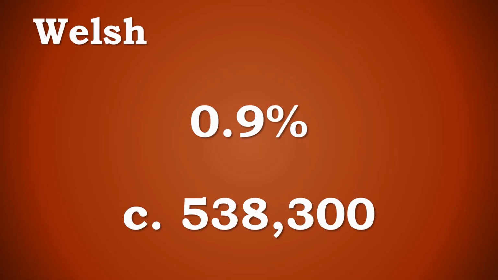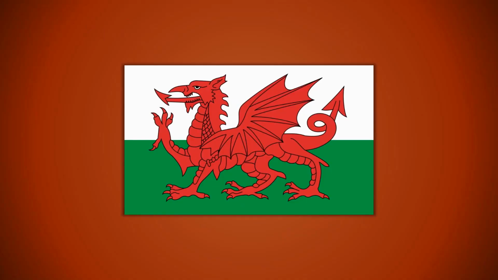Welsh is spoken by around 0.9% of the UK's population, which is just over 500,000 people. The Welsh flag is one of the most iconic flags out there. It's frequently voted the best flag in the world, and you can see why. So I don't really want to make many changes to this flag, apart from to add one little blue stripe in the back.